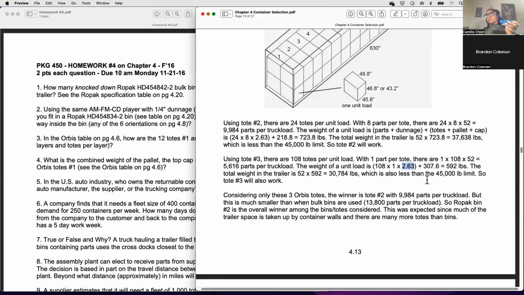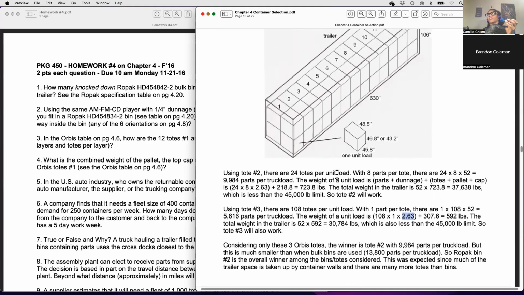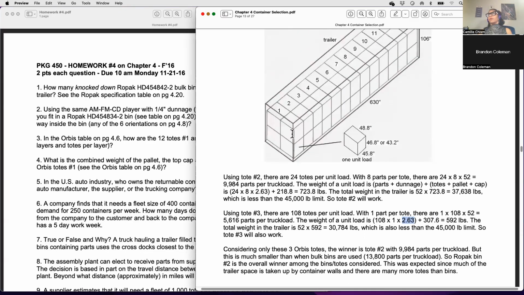So for each of these 600 pound pallets, you can fit 52 of them on a truck. So you take the 52 pallet loads per truck, you have 52 spots on this truck, times that weight of 592 pounds, which is your fully loaded pallet, and you can get 30,784 pounds.